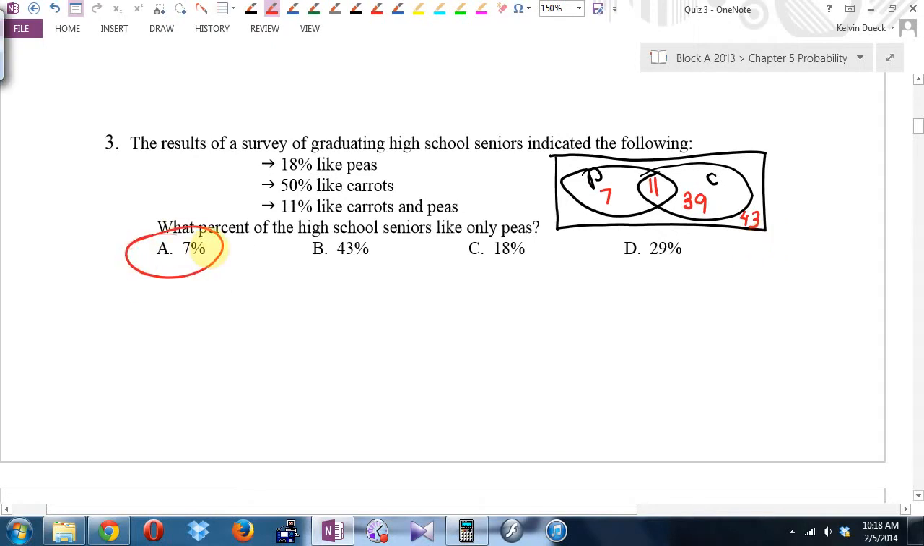What else could I ask if I did a part A, B, C, and D? What percent only like carrots? 39. What percent don't like their vegetables? 43. What percent like some vegetables? 57. 7 or 11 or 39, because that's some vegetables. Some of them like both, but I didn't distinguish.